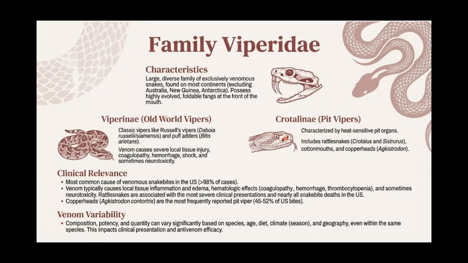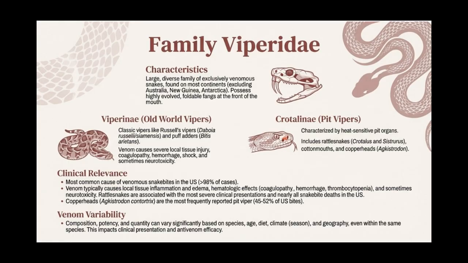Within this family, there are two main subfamilies. The first is the Old World vipers, which include species such as Russell's vipers from Asia and the puff adder from Africa. These vipers possess venom capable of causing severe local tissue damage, coagulopathy, hemorrhage, shock, and occasionally neurotoxicity.